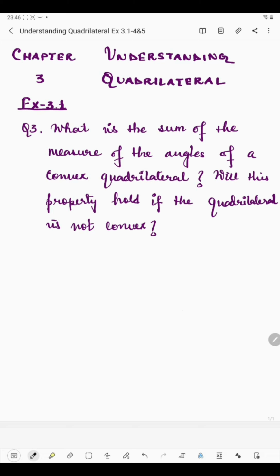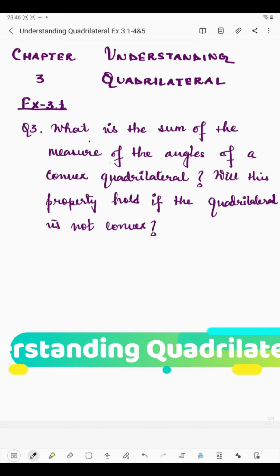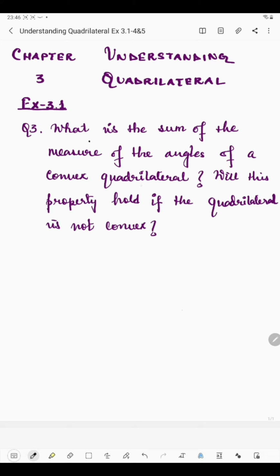Hello students, today I'll be starting with question number 3 of exercise 3.1. Question number 3 says, what is the sum of the measure of the angles of a convex quadrilateral? Now quadrilateral means having 4 sides. So here we will have to just find the measure of the convex quadrilateral. As we know, the sum of the angles of a quadrilateral is 360 degrees. This we have done in the introduction video, right?